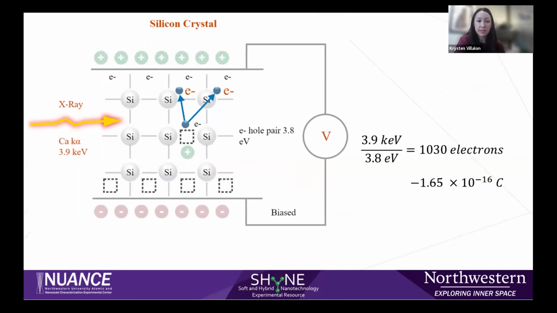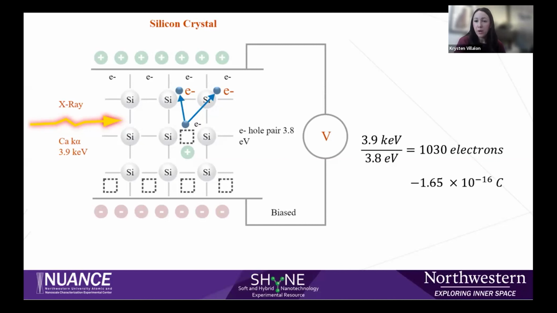As an example, let's say we have, in this diagram, a calcium K alpha, which has 3.9 kilo electron volts. If that X-ray hits our silicon crystal, we can easily do the math here. How many electron hole pairs are going to be formed? We get about 1,000 electrons. And you can easily calculate the charge of this many electrons: take the charge of an electron and multiply it. And now we have, in coulombs, a charge that was generated just from this one X-ray.